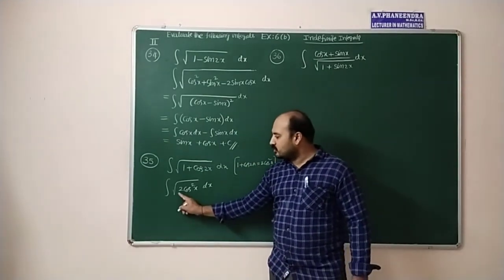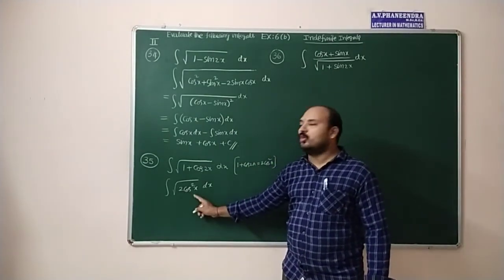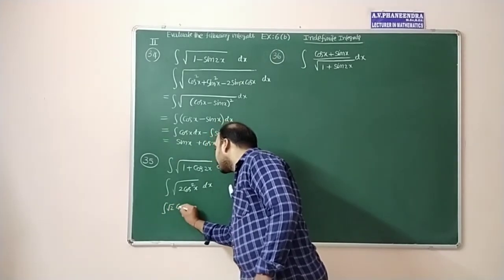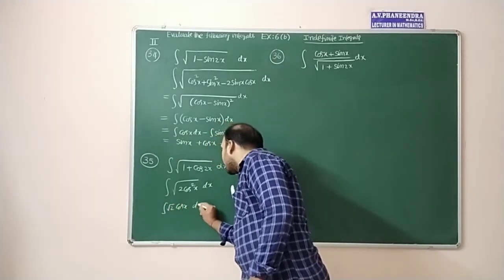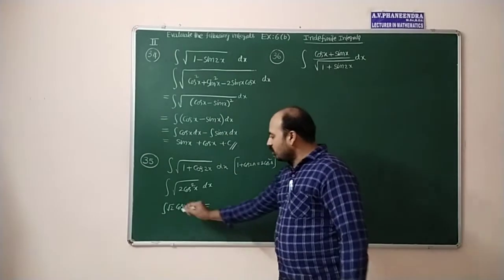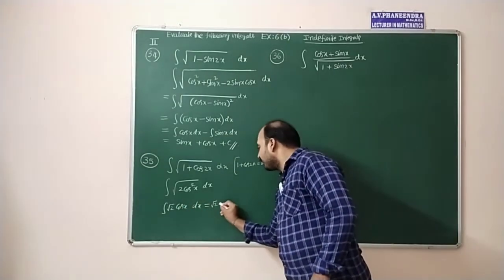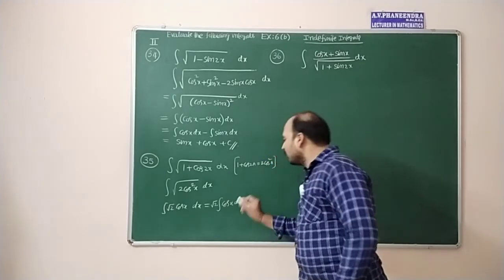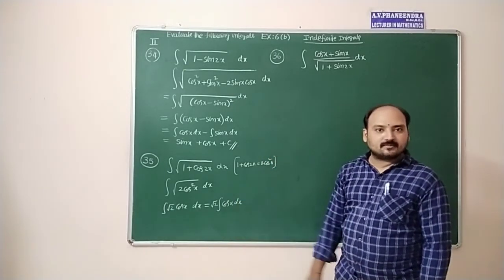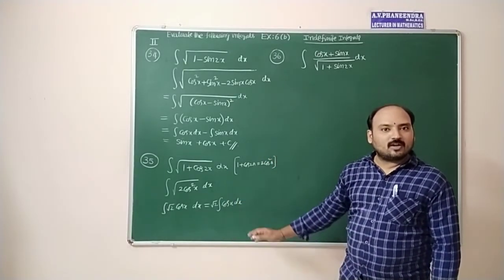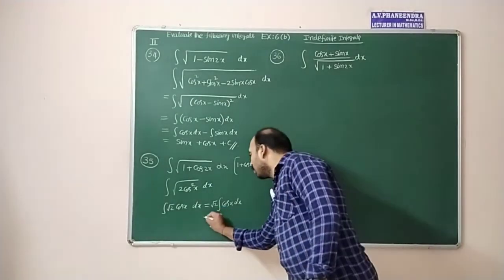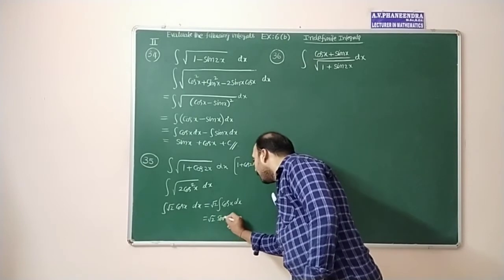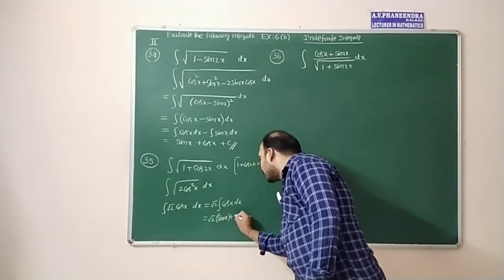So root ab means root a into root b. Root 2 into root cos square x. Integral root 2 into cos x into dx, which is equal to root 2, constant you can take outside, integral cos x into dx. Integral cos x is sin x. Therefore, root 2 into sin x after completing the integration, plus c.